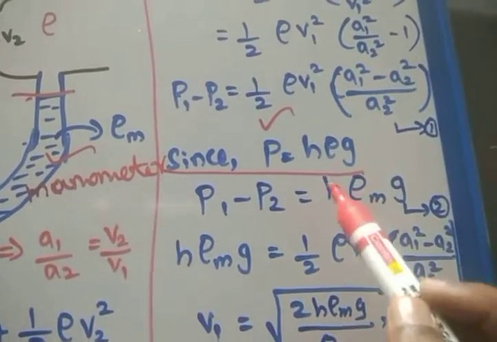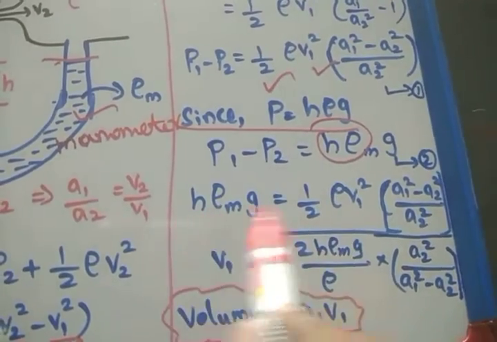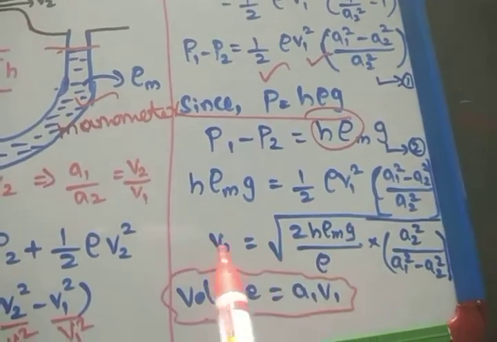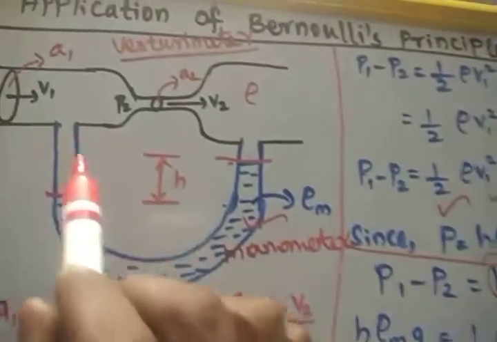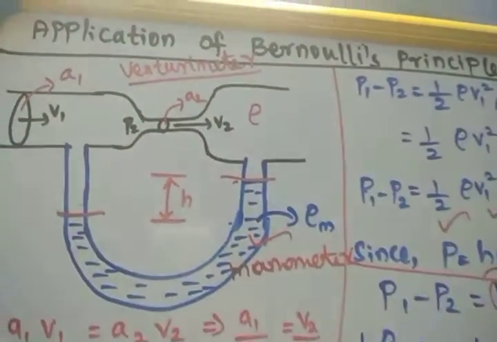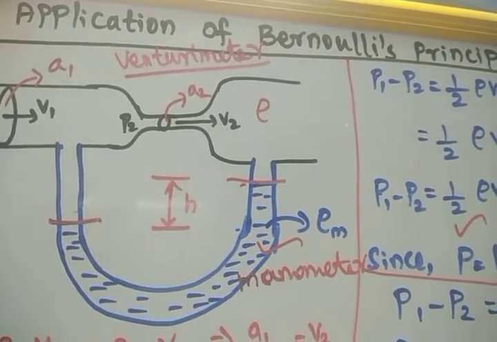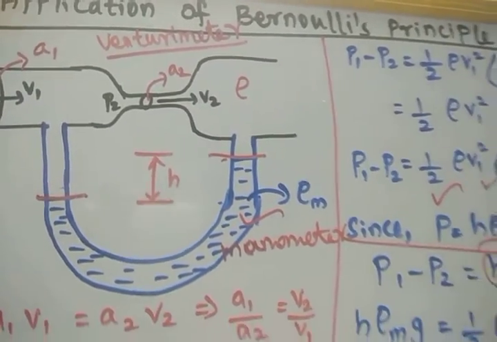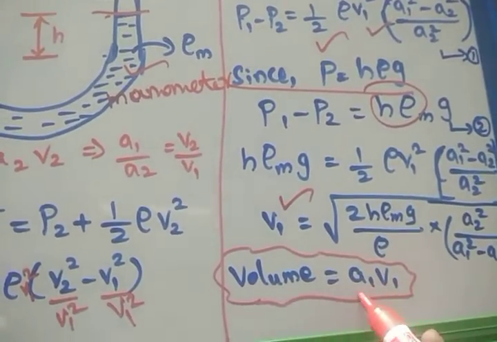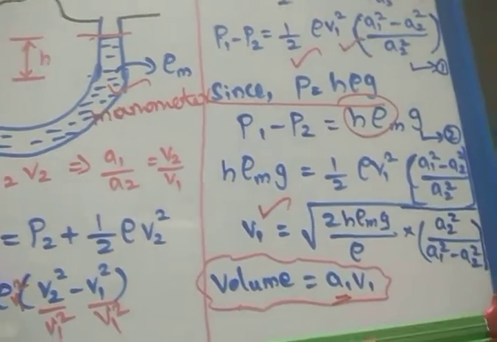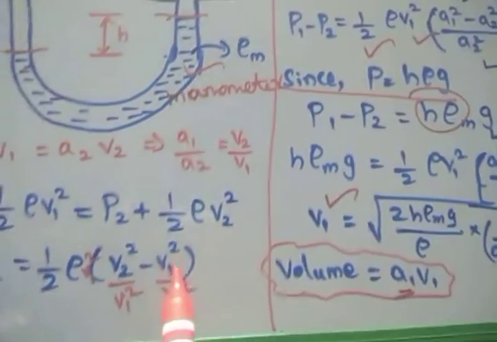Comparing these two equations, this term must be equal to this term. By equating them, we get the velocity V1 equal to the root of these terms. This is the velocity of the liquid flow. So it is a device used to measure the rate of flow of liquid through the pipe. We can also measure the volume of liquid flow by multiplying with the area.